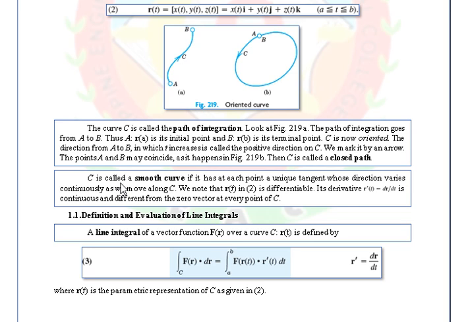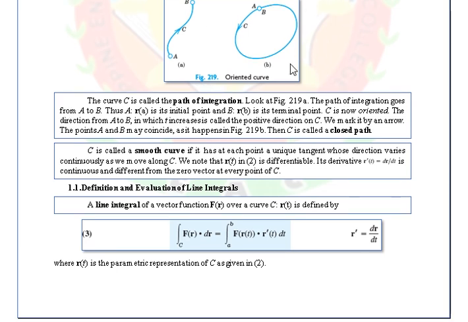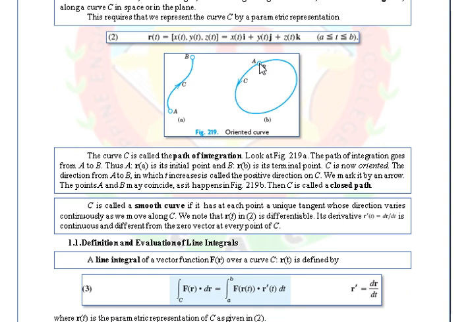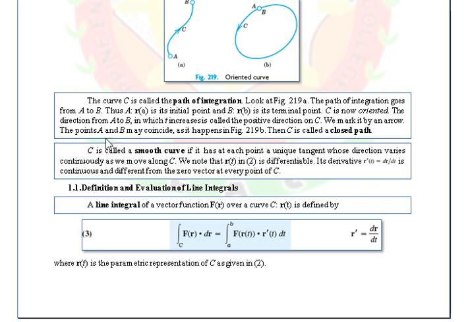Okay, so the points A and B may coincide, as happens in figure 2.19b. We call that a closed path. If you have a path that starts and ends at the same point, we call that a closed path. So usually we are also dealing with that one.